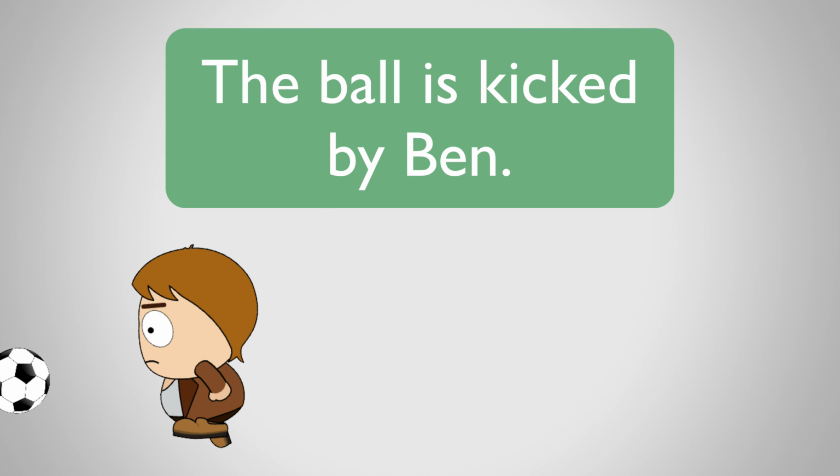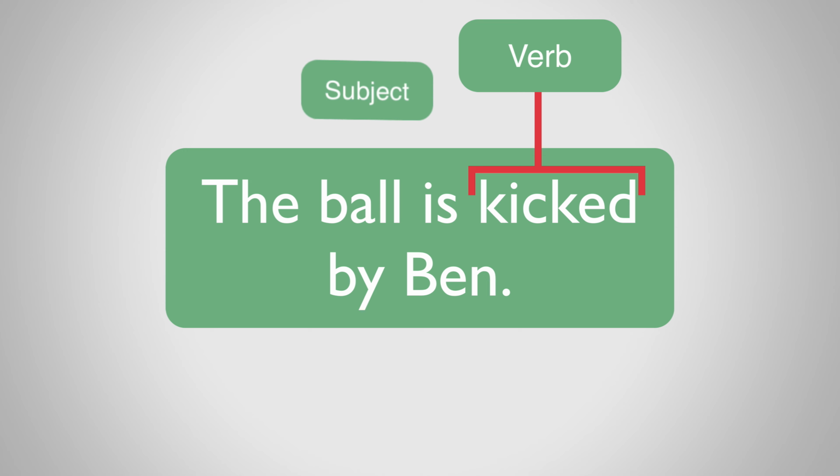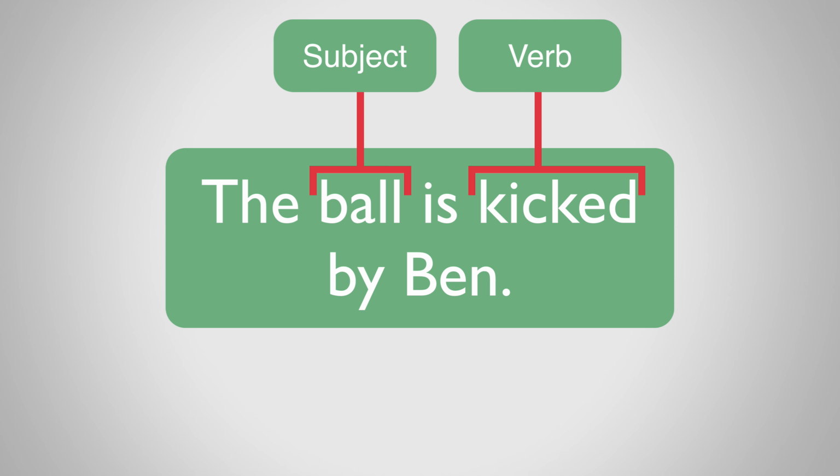Here's a slightly different sentence. The ball is kicked by Ben. Again, let's start by finding the verb. The verb is kicked. And the subject, that comes before the verb. So the subject is ball. So ball is the subject of this sentence. Ben is still the agent, as he's still the one doing the kicking. It's just he happens to be at the end of the sentence now.